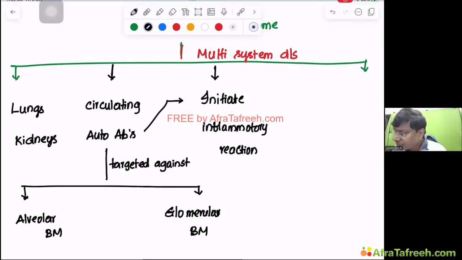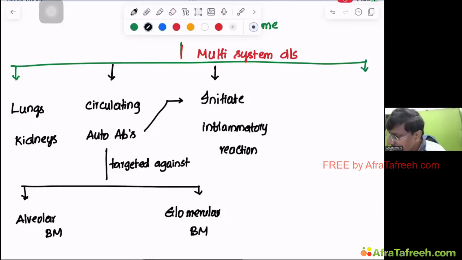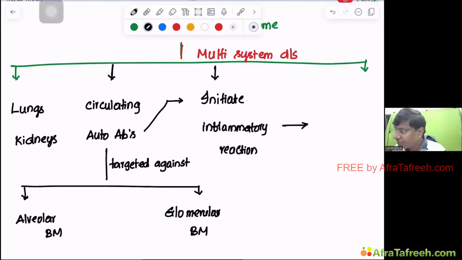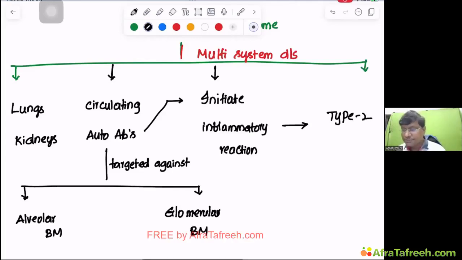Now, because it is antibody mediated, what type of hypersensitivity reaction is this? Anyone? Very good, Hari. So it is a type 2 hypersensitivity reaction. Type 2, Rohita, because it's antibody mediated, right? It's a type 2 hypersensitivity reaction.